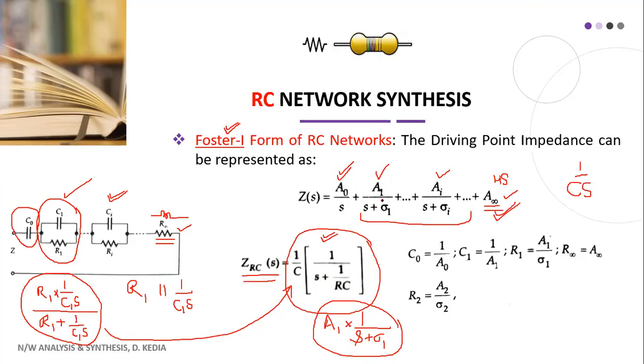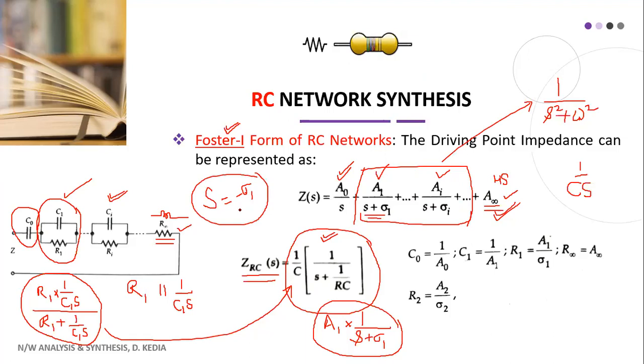If you remember, in case of LC network, this intermediate part was of the form S square plus omega square. I hope you remember that. We had shown that it was represented by poles on the imaginary axis, whereas this is S plus sigma 1. That gives us S equal to minus sigma 1, which is nothing but a real pole, and it lies on the negative half plane. So this is the representation.